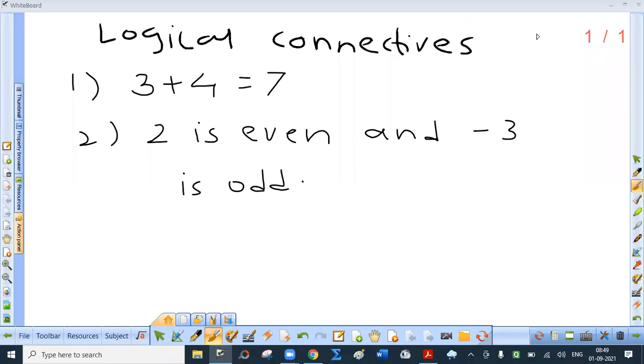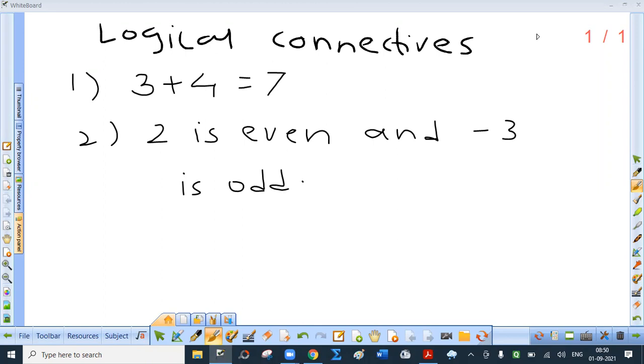Now we discuss logical connectives. I have written two statements: 3 plus 4 equal to 7, and second, 2 is even and minus 3 is odd. Can you differentiate between these two? The first one is a simple statement and the second one is a compound statement. So what is the difference between these two? A statement which is not a combination of two or more statements is a simple statement.